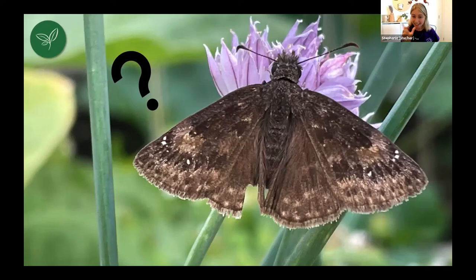So I see this one's a little bit more split. We have 60% of people saying skipper, and we have 20% saying moth? Question mark. So great job to the majority. This is a skipper. This is the wild indigo duskywing skipper that I was talking about before. Remember, moths have those feather-like antennae. That's a really key way of looking at them. This one has kind of like that club on the end of the antenna.